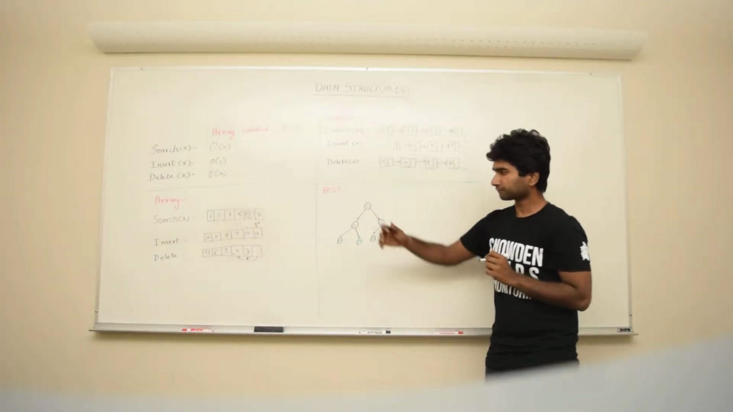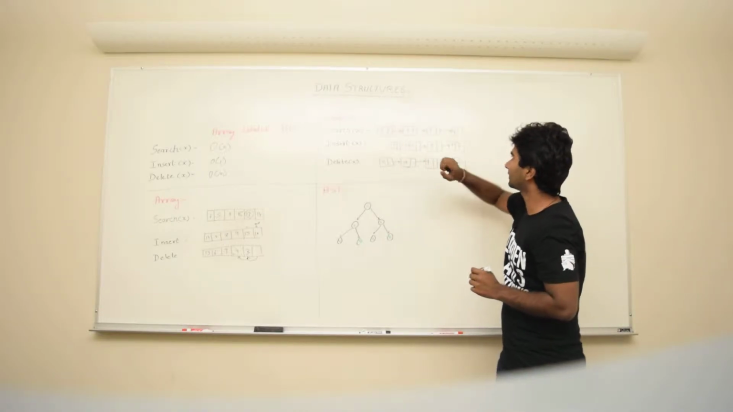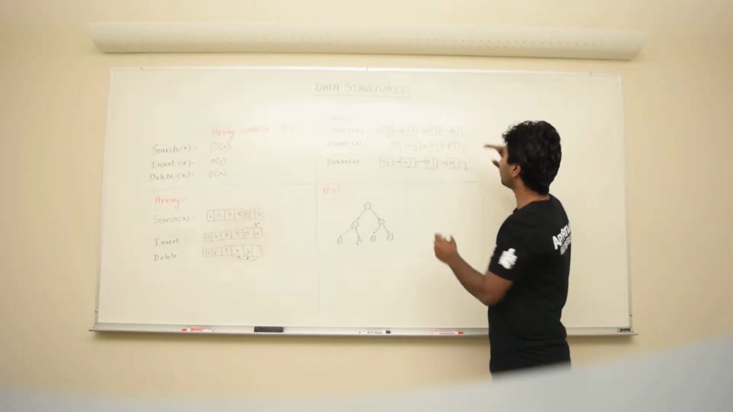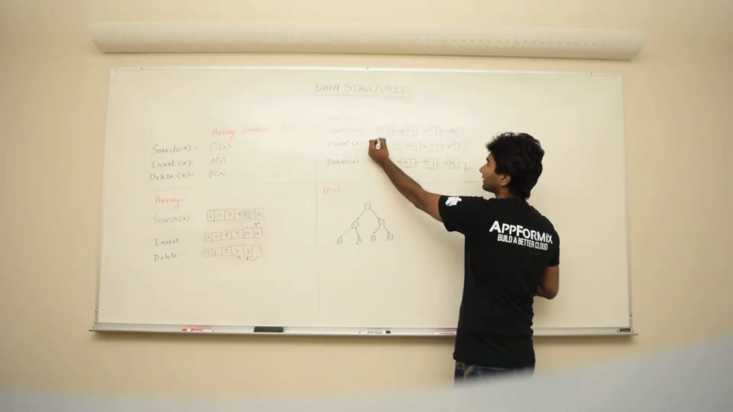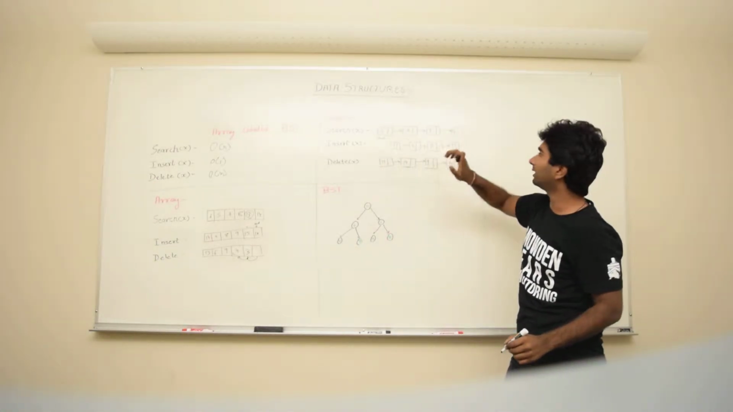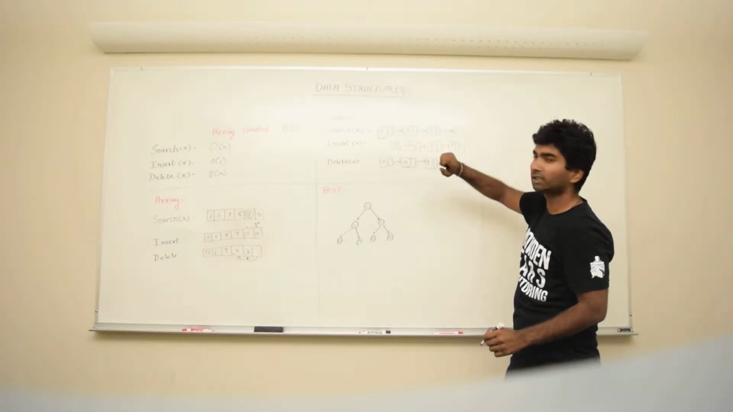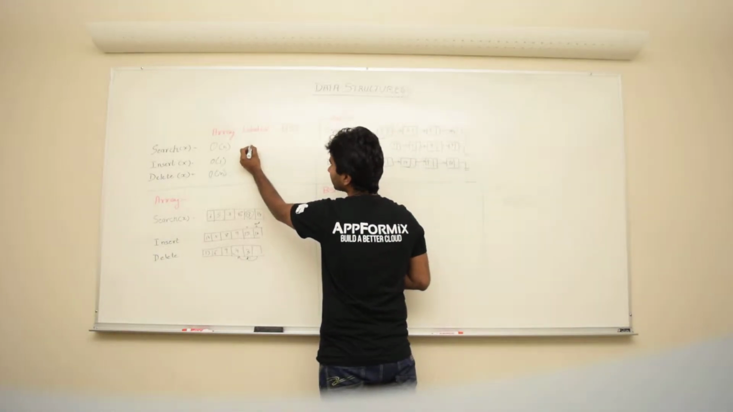Linked list. In a linked list, let's see how the search operation works. We want to search for element 7. We'll start from the head here. This is the head. We'll traverse this whole linked list till we find the element, which is here, 7. In the worst case, it will take O of n time, as we are traversing the whole linked list.